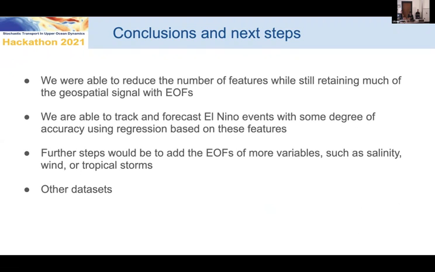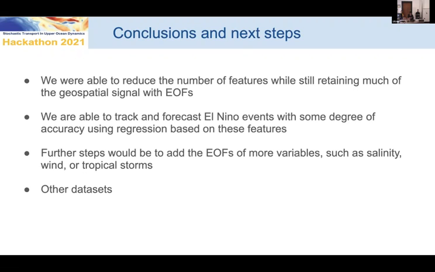We did manage to achieve some degree of accuracy using the regression based on these features. Obviously, we'd like to go further with that and see if we can work in some other features. So this is still working all on sea surface temperature. We had a lot of other stuff in there that we could have used, maybe done principal component analysis on sea surface salinity or whatever as well.